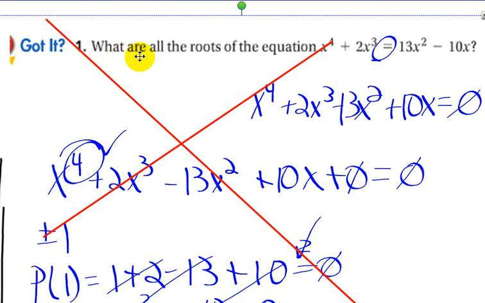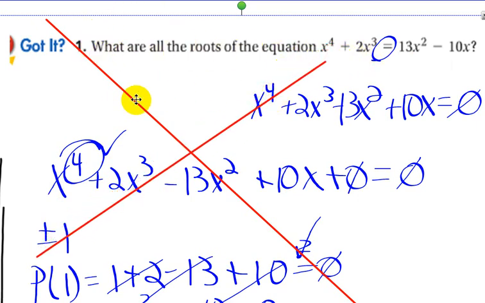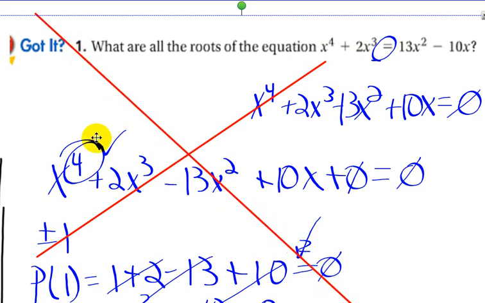Now they're going to ask us, what are all the roots of an equation? Okay? And we've learned how to do synthetic division. We've learned how to do polynomial division. And now we're going to learn how to use all this with the graphing calculator.